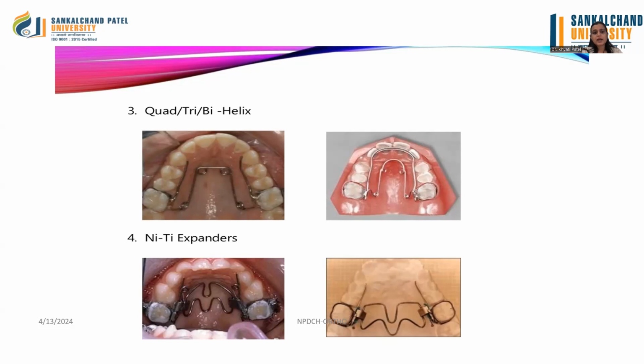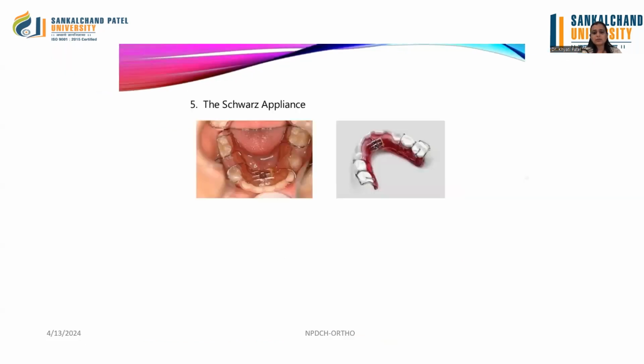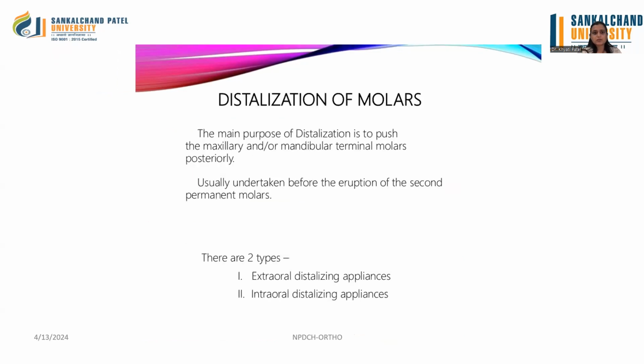And the last one is the NiTi expander. You can see in the figure the NiTi wire is compressed in such a way that it gives the force posteriorly and can expand the teeth. And this is a Schwarz appliance which we have already discussed.